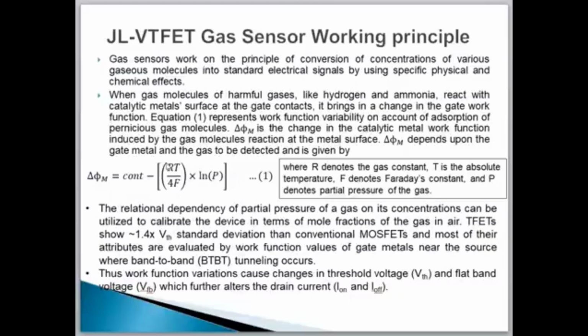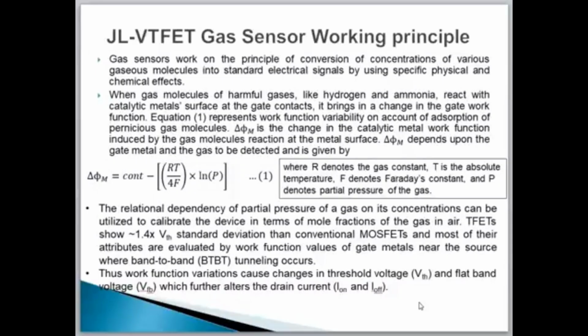This factor will depend on how the gate work function is modulated, in which R denotes the gas constant, T is the absolute temperature, F denotes Faraday's constant, and P denotes the partial pressure of the gas. The relational dependency of the partial pressure of a gas on its concentration can be utilized to calibrate the device in terms of mole fraction of the gas in air.